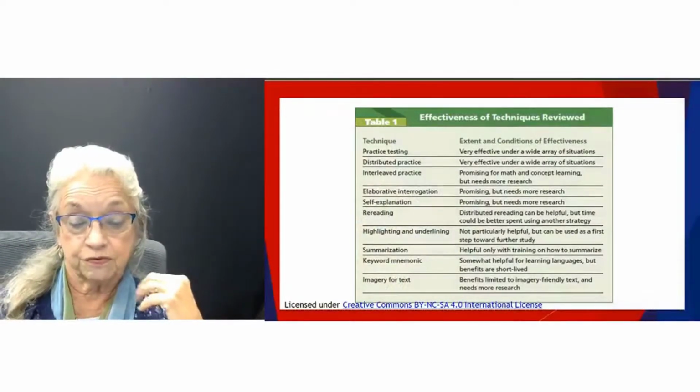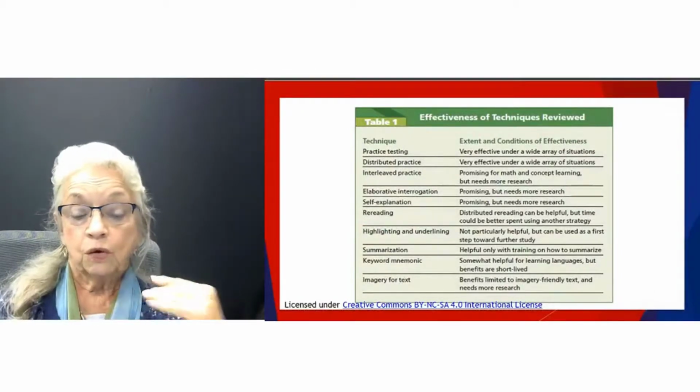So you may be wondering, I said that there were 10 strategies that they tested in that meta-analysis of surveys, and we talked about the two most effective and referenced the least effective ones. So what I have now is their chart. And by the way, all of this is available through Creative Commons.